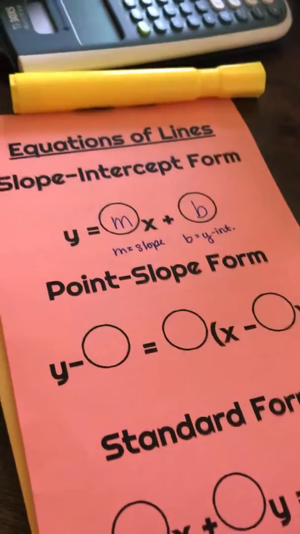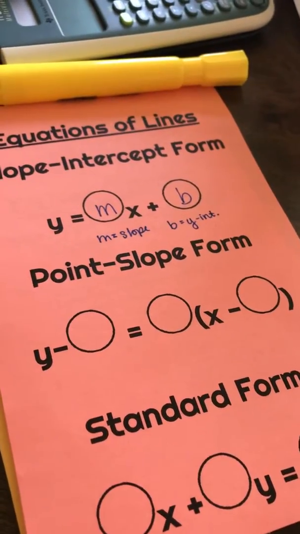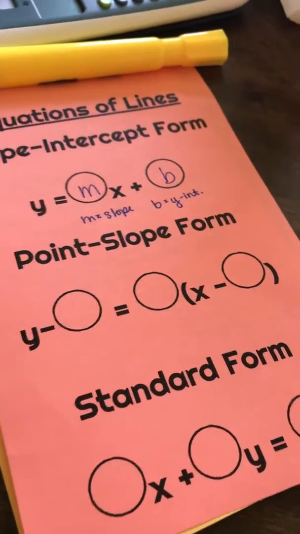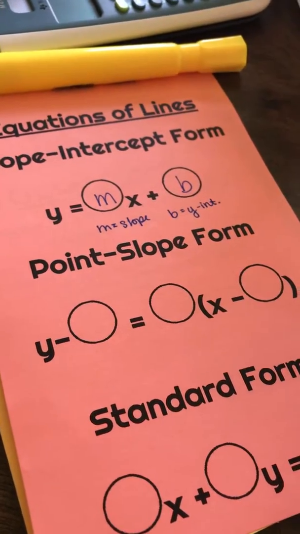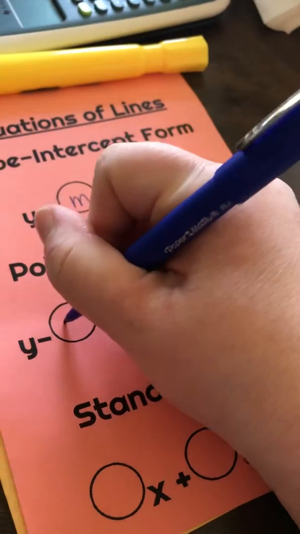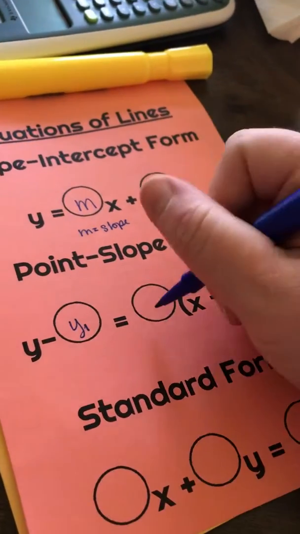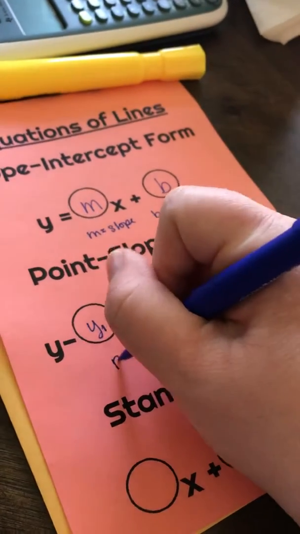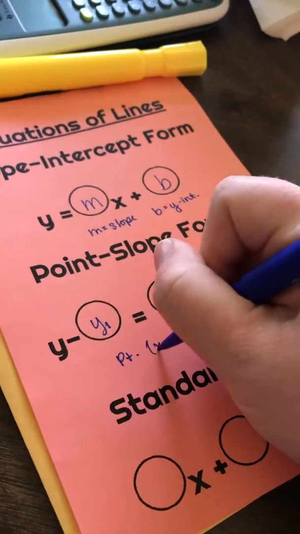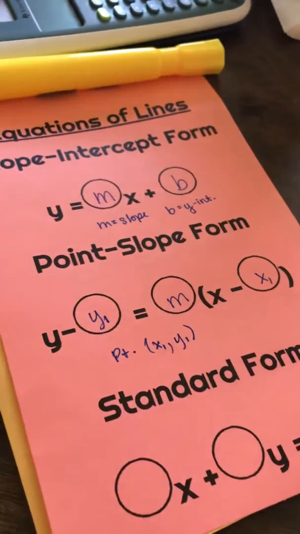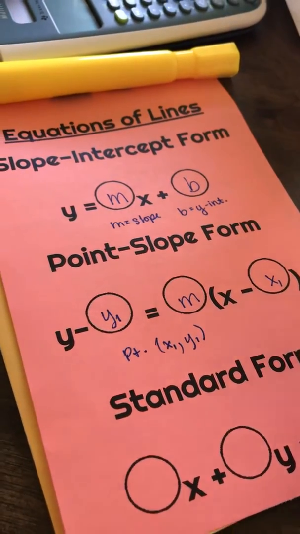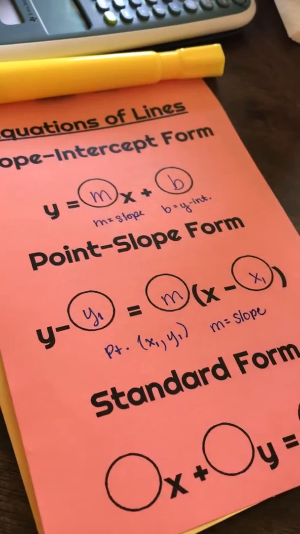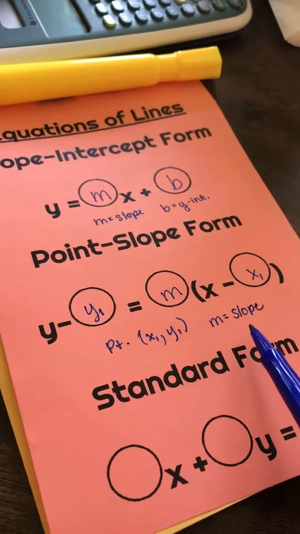Another form is called point-slope form, and this means that we plug in a point, a coordinate on our line, so an x and a y, and our slope. That would be the name of it. So this form is y minus y sub 1 equals the slope times x minus x sub 1. And this means that our line goes through a point with the coordinates x sub 1, y sub 1. So we're going to plug numbers in for x sub 1, y sub 1. And m is still our slope. Okay, so x sub 1, y sub 1 is a point on the line, and m is our slope.